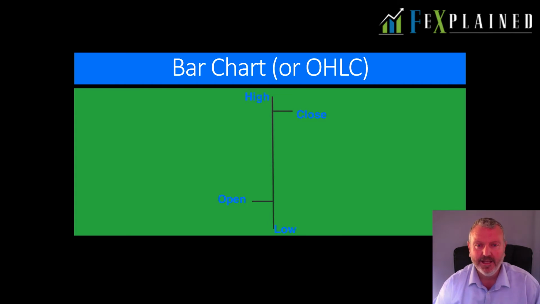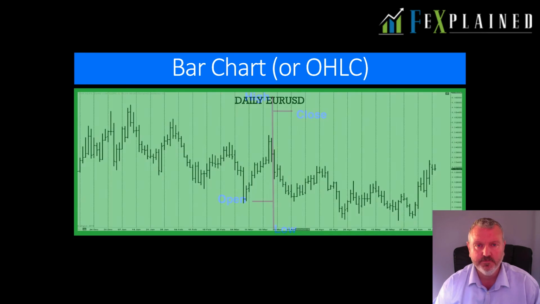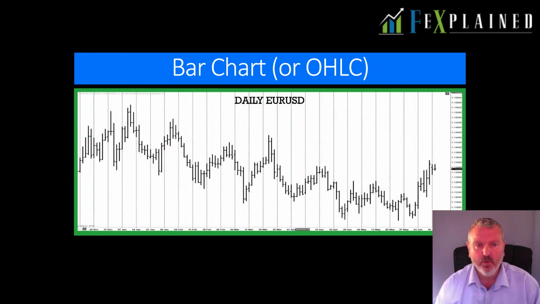So here we have that in graphical form. You can see the vertical line represents the high and low. If this was a one-day open high low close chart, the high would be the high of the day, the low would be the low of the day, the horizontal dash to the left of the vertical line would be the open, and to the right would be the close. And here we have an example of a daily EUR USD bar chart, or OHLC open high low close chart.